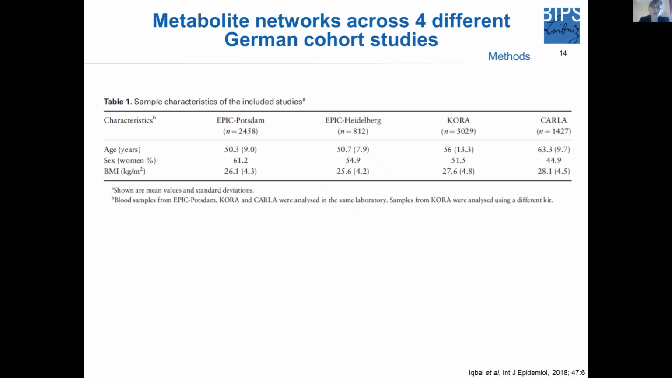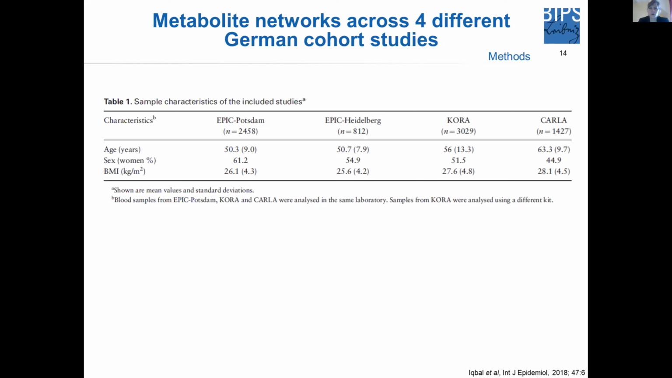And we looked around to our neighbors in Germany and looked for other cohort studies that also had targeted metabolomics data available. And we found two other cohorts, the KORA cohort, which is conducted in Augsburg. And Annette was also talking about results from this study. And there we had data from 3,000 participants. And also the CARLA cohort. This is conducted in Halle, close to Leipzig in the east of Germany. There we also had metabolomic data.